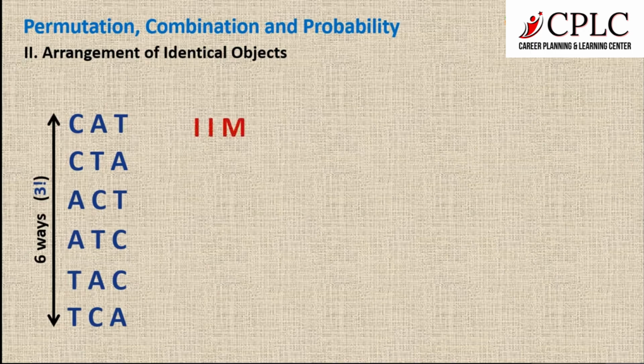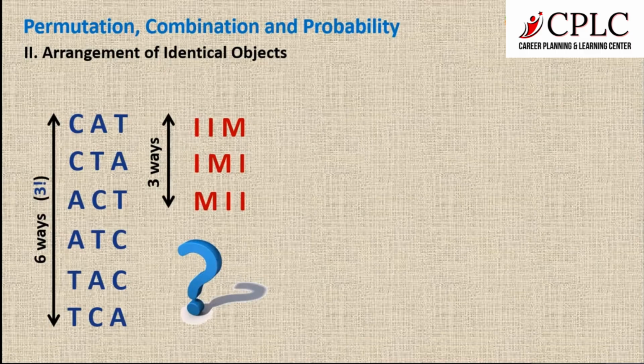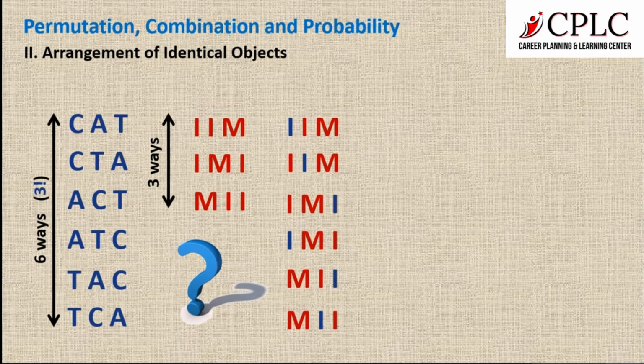But if you have something like this, IIM, where the 2 I's are identical, you know that it will be just 3 ways, because the remaining 3 ways will be just the repetition of those 3 scenarios, because we cannot distinguish between the 2 I's. But what if we say that the 2 I's are color coded, something like this, one is red I, one is blue I. Now you can uniquely identify them whenever they interchange their places, easily, based on the color coding. So that becomes unique.